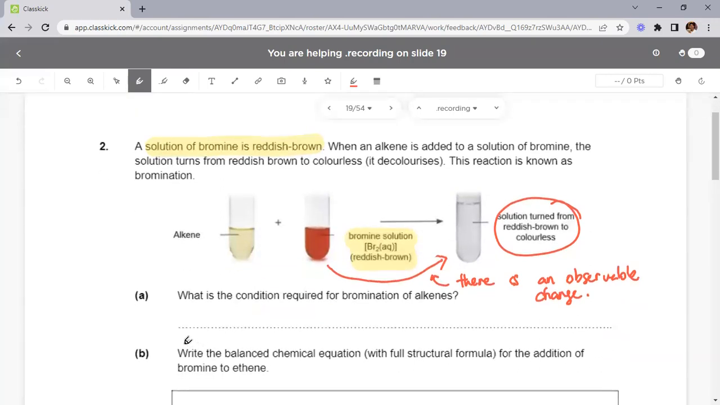What is the condition required for bromination of alkenes? Hydrogenation needs 200 degrees Celsius and nickel, so you must heat it up and add nickel for it to react. But bromination is interesting because there isn't really any condition per se. You can just let it react at room temperature and pressure. At normal condition, it will react. We call this RTP, room temperature and pressure. So bromination can occur at your normal room temperature and pressure.